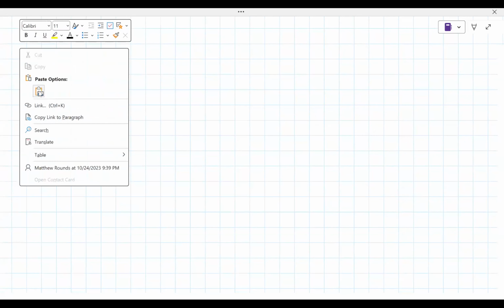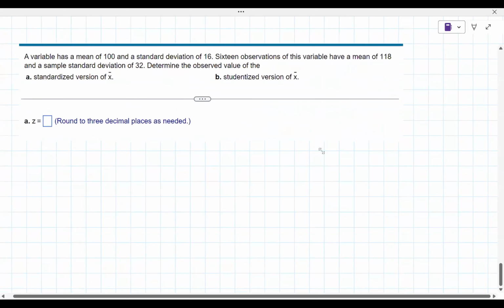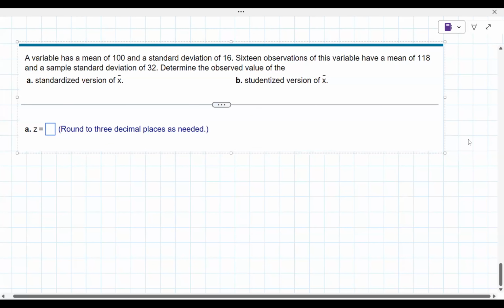This is 18. All right, a variable has a mean of 100 and a standard deviation of 16. 16 observations of the variable have a mean of 118. Determine the observed value of the standardized version of X bar, the studentized version of X bar. Okay, so I don't understand what they're doing here. Sometimes I don't even know what they want, truthfully.